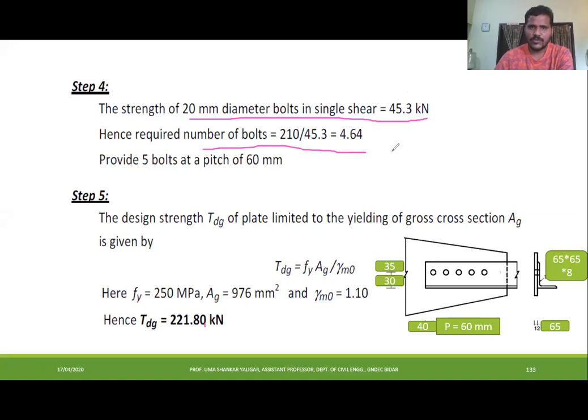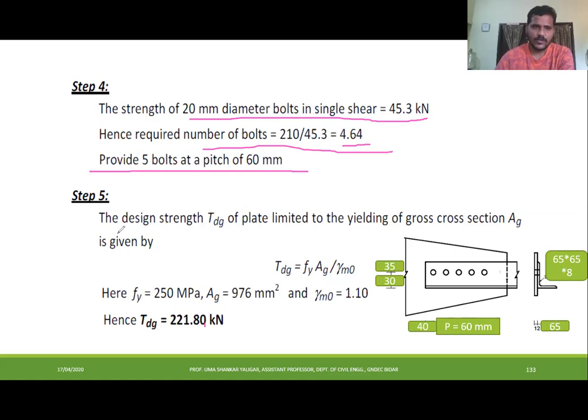Hence the number of bolts required: the tensile force is 210, and each bolt will carry 45.3. If you divide, you will get 4.64 bolts. Hence here we are providing 5 bolts of 60 mm.